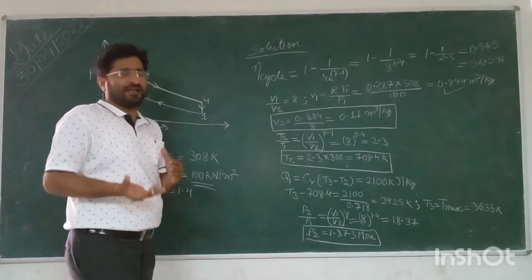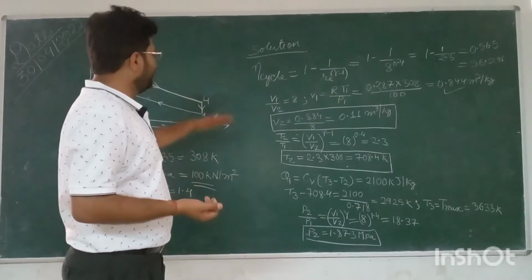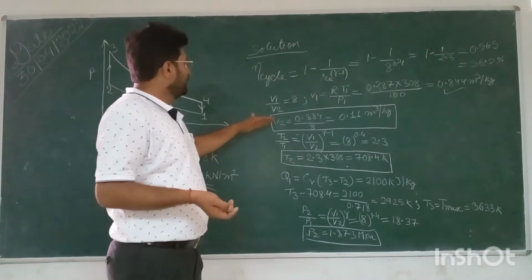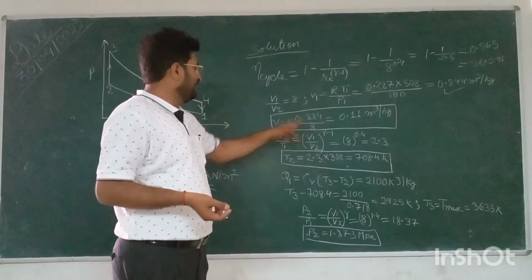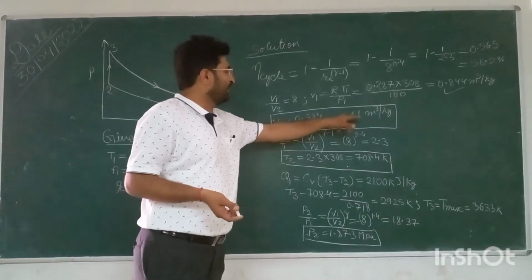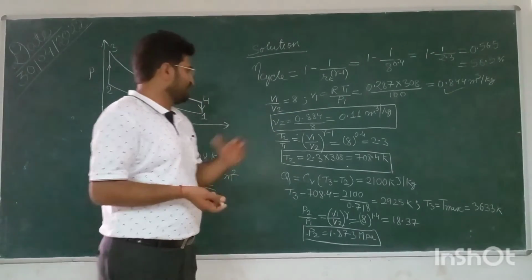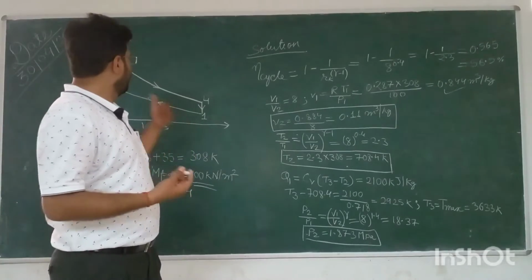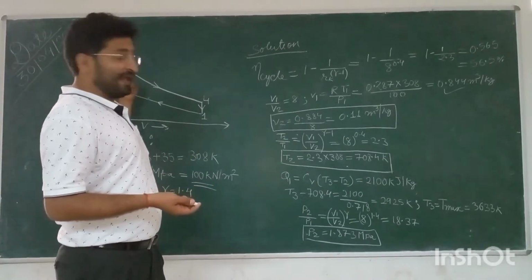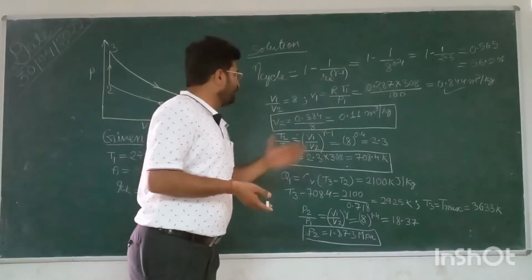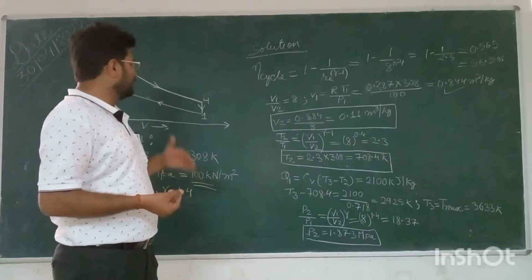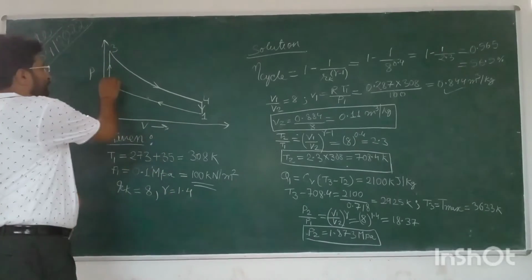After calculating the value of V1, we can calculate the value of V2 by simply V1 by V2 equals 8, so 0.884 divided by 8, and it comes to 0.11 meter cube per kg. That's the volume at the exit of the compression. After calculating the V2 value, we will be calculating the temperature at point number 2.